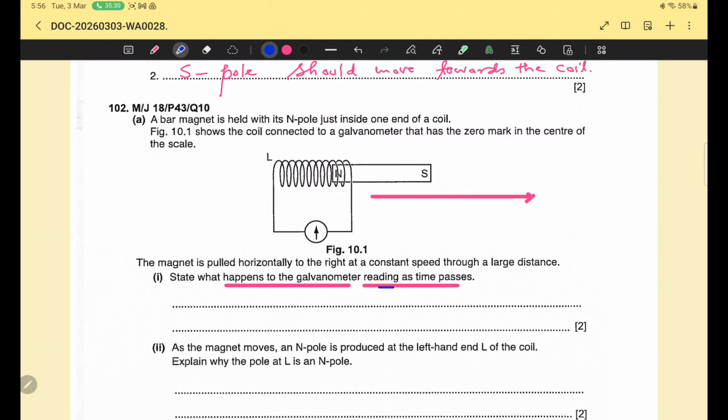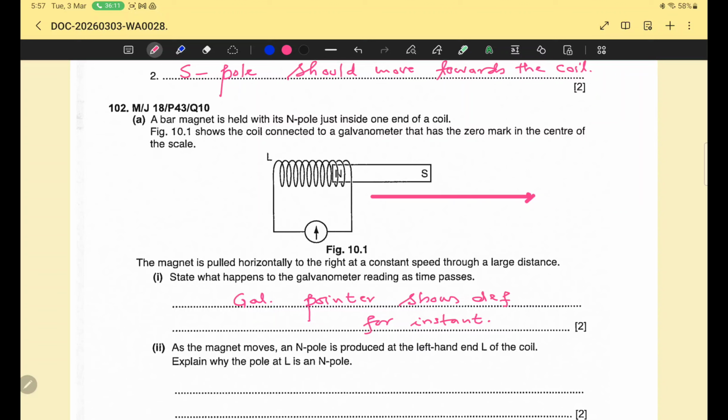But in this question, they are asking as time passes. Is it possible that the deflection will remain constant? No, sir. The deflection will be only for a very small period of time, for an instant. For an instant the galvanometer pointer shows deflection, and then returns to zero.